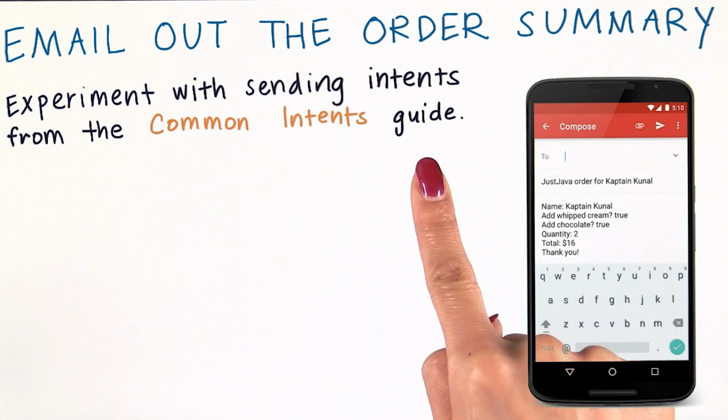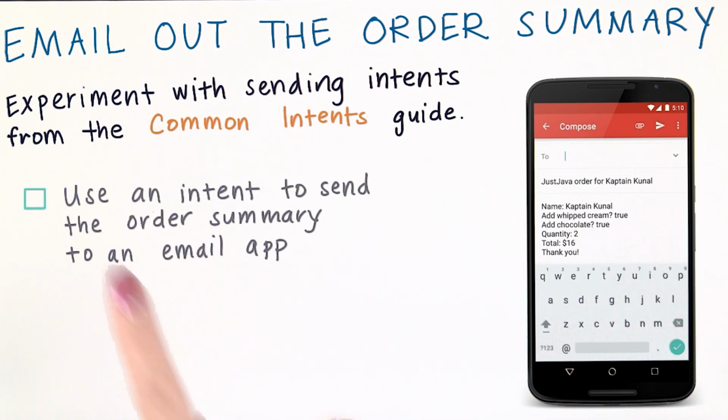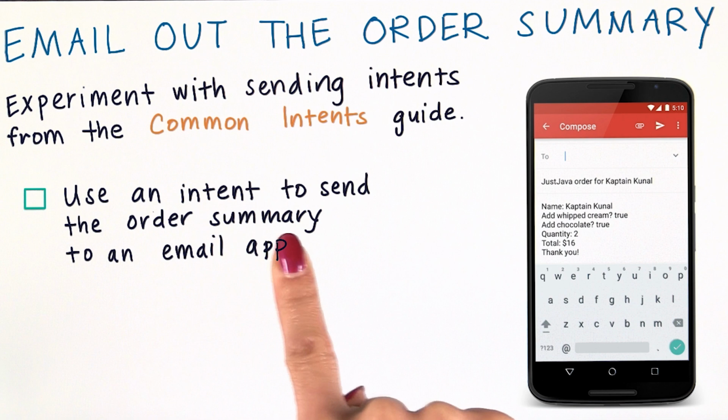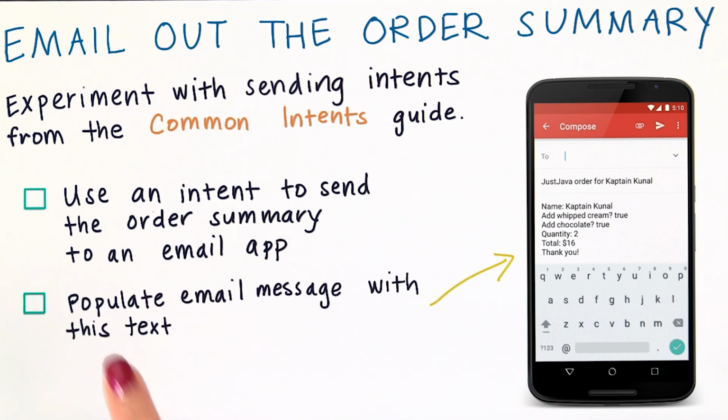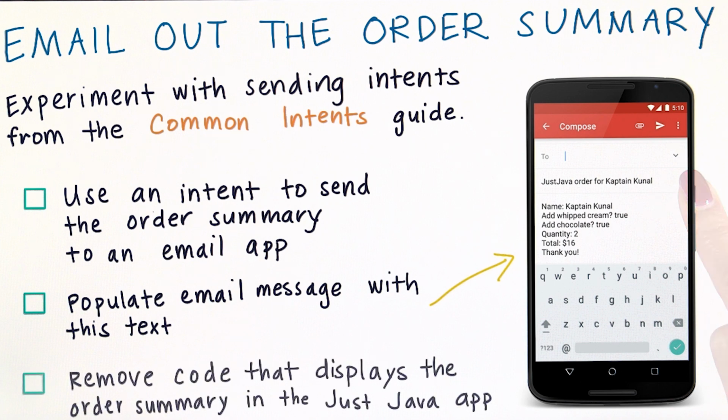After you've finished experimenting with intents, go ahead and extend our app to have this functionality. We're going to use an intent to send the order summary to an email app, and then we're going to populate the email message with this text and this subject line. Be sure to also remove code that displays the order summary within the Just Java app. Once it shows up in the email app, we don't need it anymore in our app.